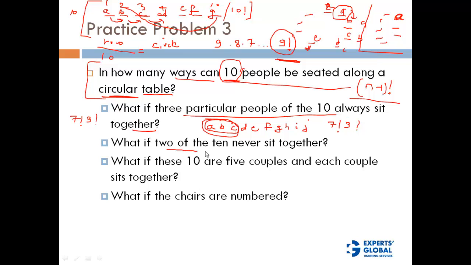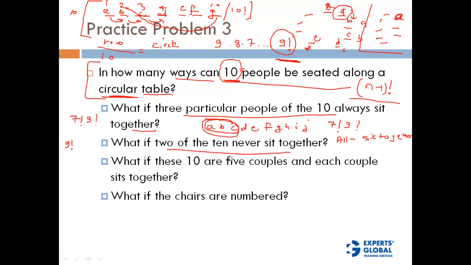What if 2 of the 10 never sit together? 2 of the 10 never sit together means all the possible combinations minus the combinations in which they sit together. Correct? So what are all the combinations? All the combinations is 9 factorial.